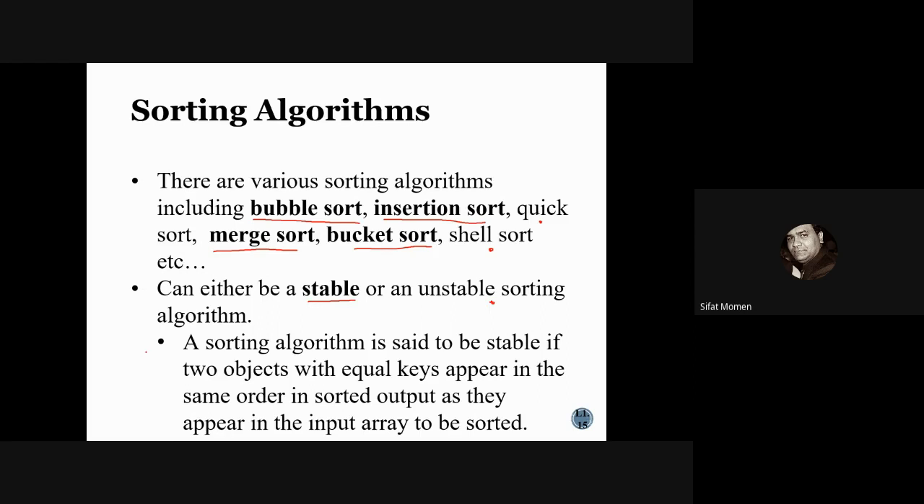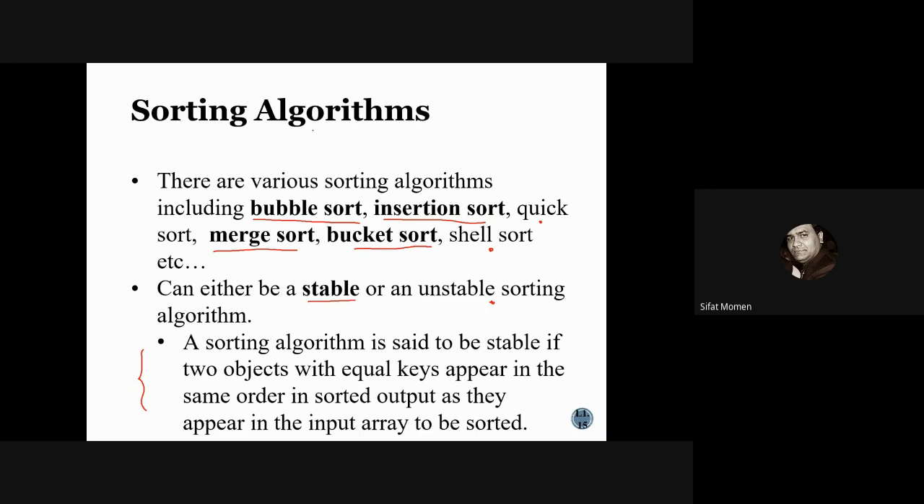So here is the definition of a stable sort algorithm. A sorting algorithm is said to be stable if you have two objects with equal keys that appear in the same order in the sorted output as they appear in the input array to be sorted. Is it clear? Hold on, okay.